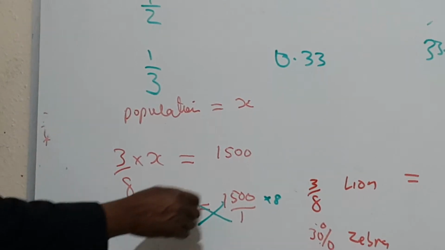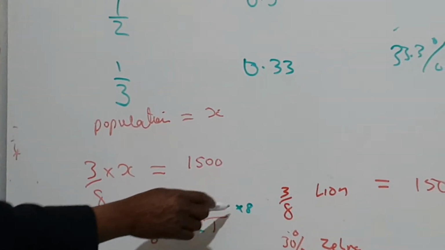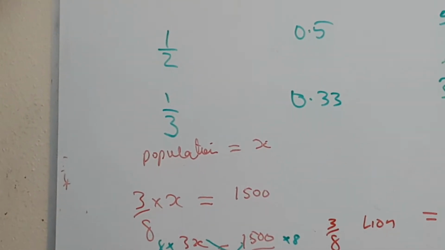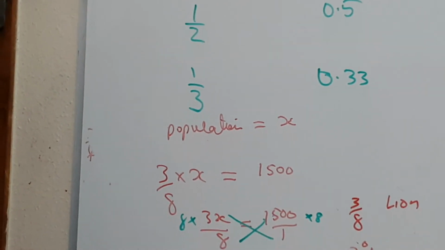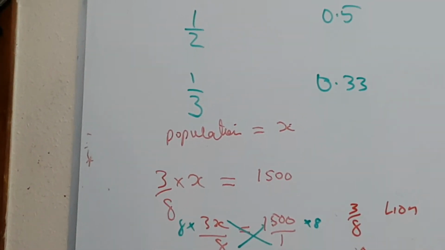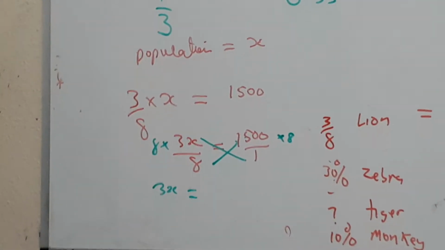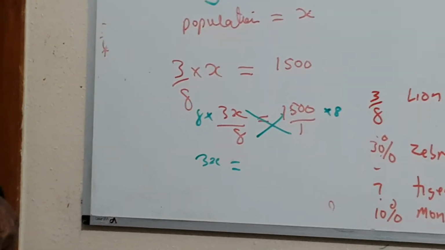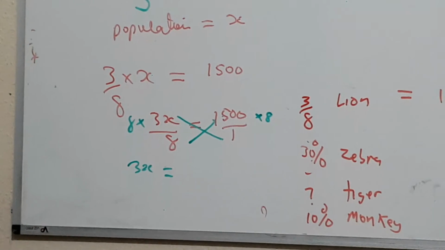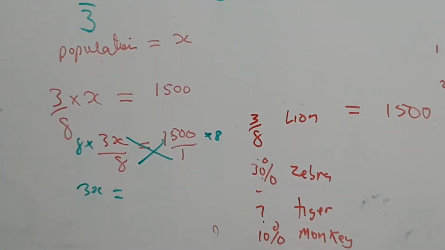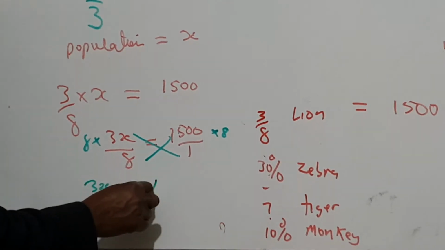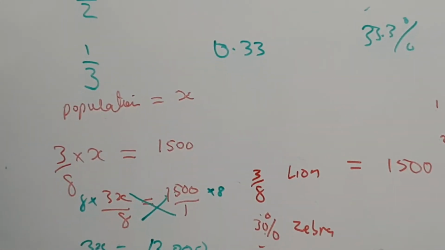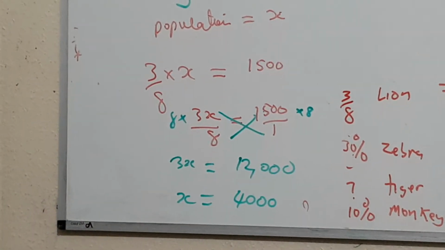When we multiply, we multiply 8 by 1,500, or this by 1. 8 divided by 8 is 1. So we're going to have 3x on this side. 1,500 times 8 is how much? 1,500 times 2 is 3,000. Mathematically, quickly, it's 12,000. So 3x equals 12,000, so X alone will be equal to 4,000. So the population of animals we are looking at is 4,000 animals.